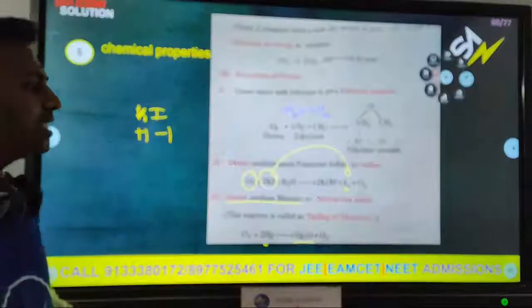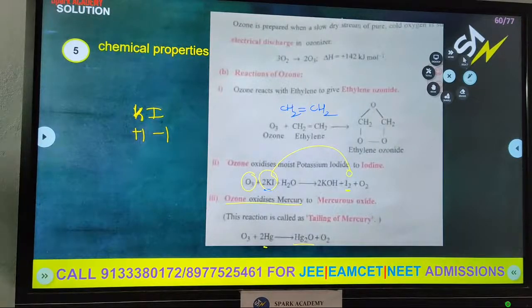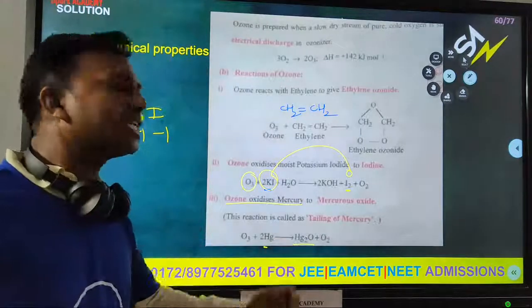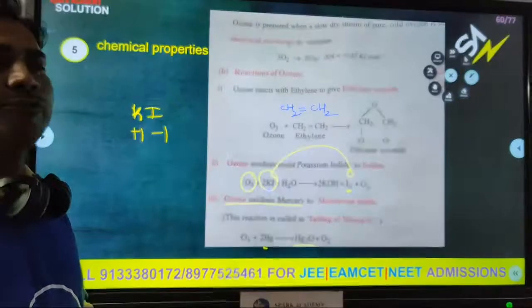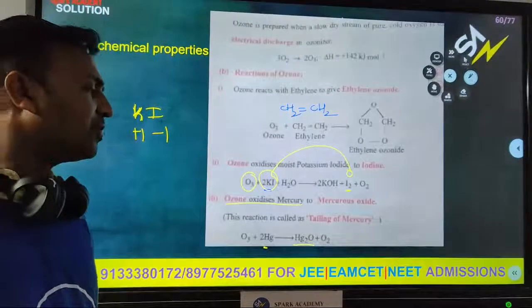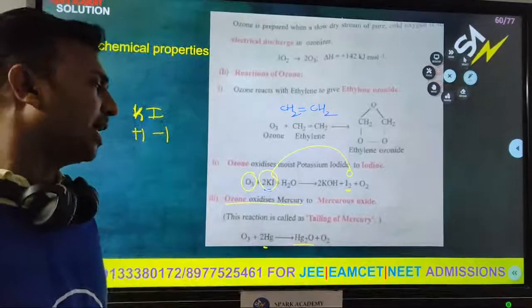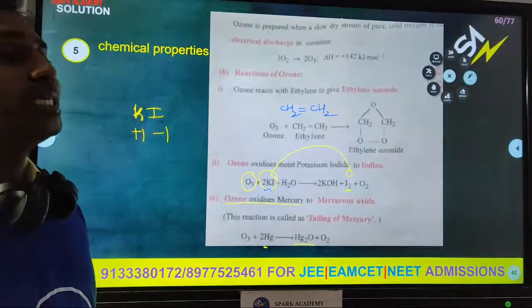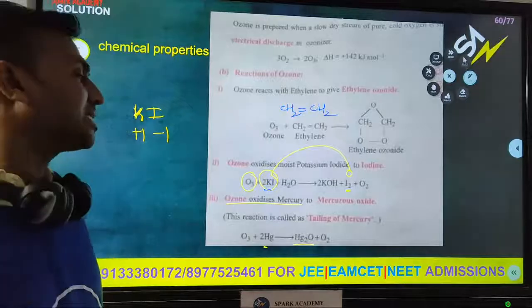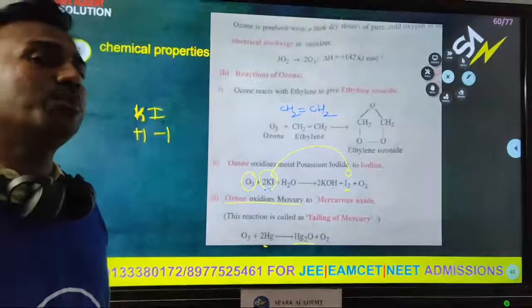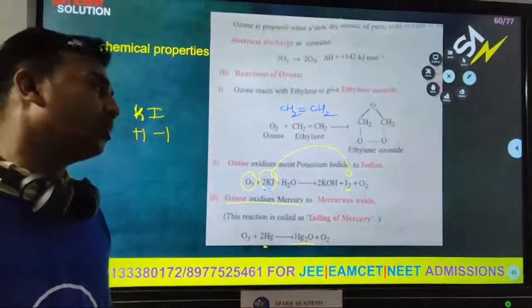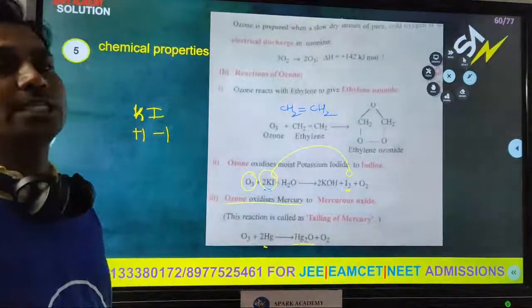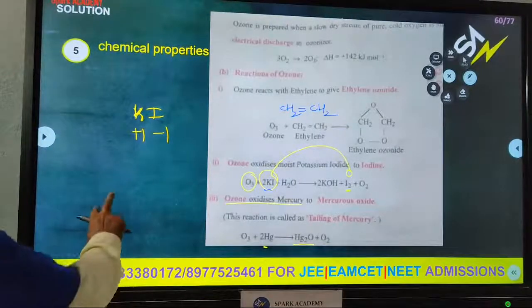So what is the tailing of mercury? Tailing of mercury is very useful here. It comes in 8 marks and also in 2 marks questions. So what is tailing of mercury? Mercury reacts with ozone, forms mercurous oxide. It loses its movement, that is called meniscus. After losing its movement, it sticks to the walls of the test tube. That reaction process is called tailing of mercury.